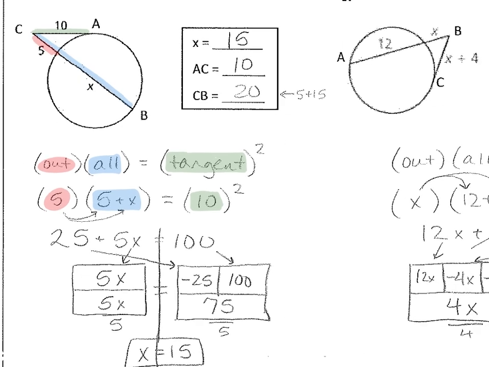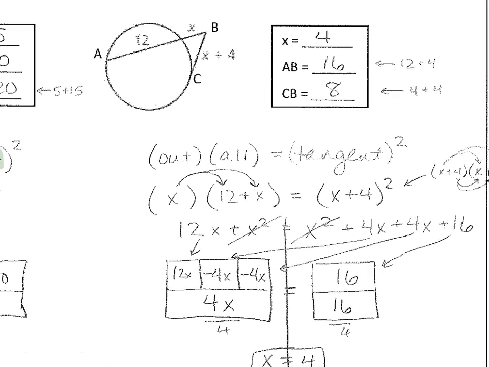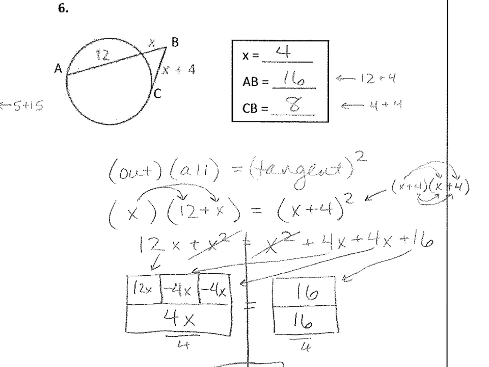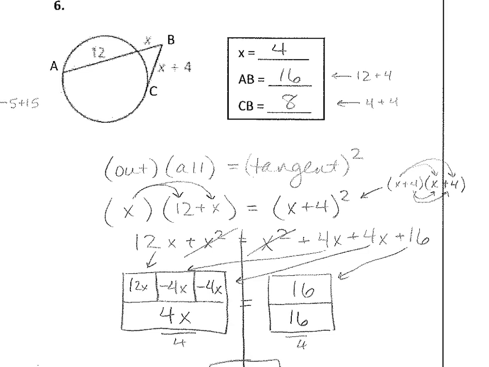Okay. For the next problem, number 6, this is really complicated, but ends up being really easy. So if we set it up the way that we know how, we have the outside part, which is x. You see how x is straight up outside on that secant line. Then we have the whole thing, which is 12 and x, so I put 12 plus x. That's for all of it.